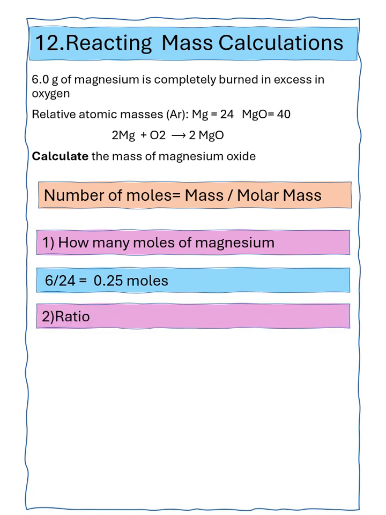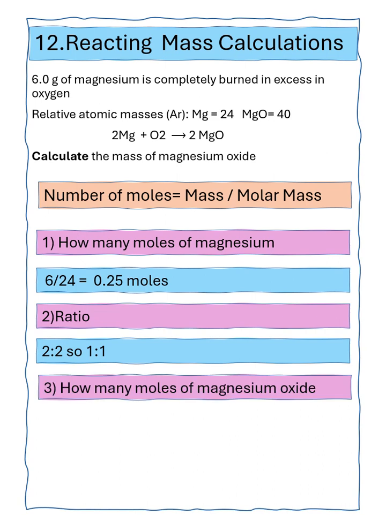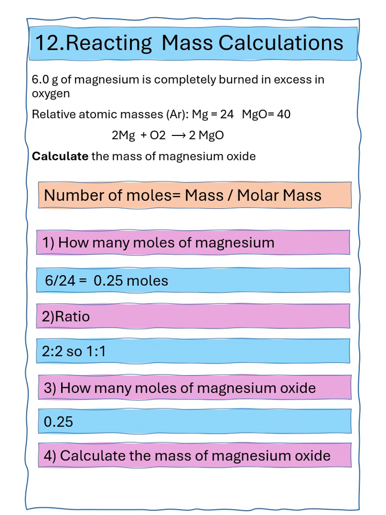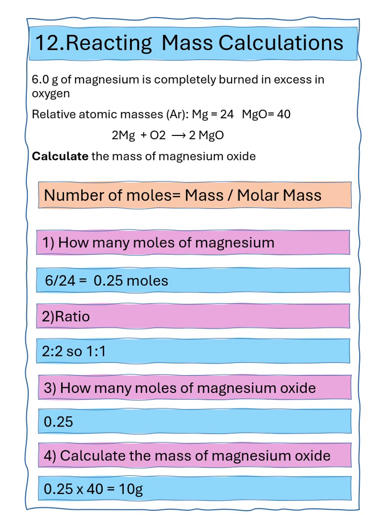We can then look at the ratio in the equation, and we can see that 2 moles of magnesium produces 2 moles of magnesium oxide. So it's a 2 to 2 ratio, so it's 1 to 1. So from that we can calculate how many moles of magnesium oxide we've got. So it's the same number of moles as magnesium, so it's 0.25 moles. We can then use the equation number of moles equals mass divided by molar mass to calculate the mass of magnesium oxide. So we've got 0.25 moles. The molar mass of magnesium oxide is 40. So 0.25 times 40 gives us 10 grams of magnesium oxide produced from 6 grams of magnesium.